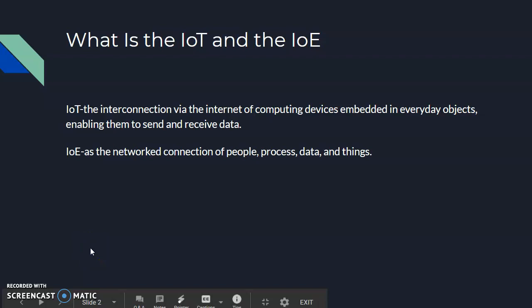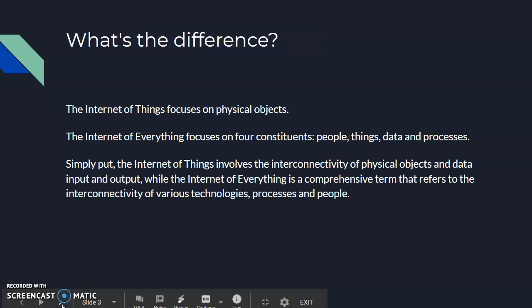Well, if we look at those definitions, we tend to ask ourselves, what's the difference? The difference is the Internet of Things focuses on physical objects, while the Internet of Everything focuses on four constituents: people, things, data, and processes. Simply put, the Internet of Things involves the interconnectivity of physical objects and data input and output, while the Internet of Everything is a comprehensive term that refers to the interconnectivity of various technologies, processes, and people.